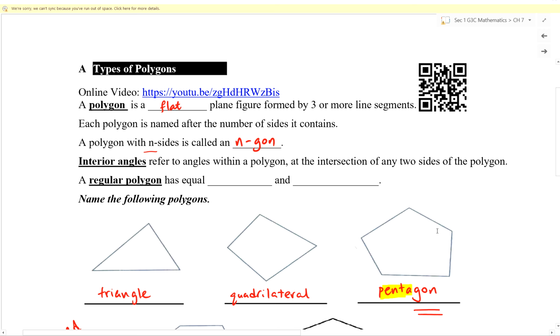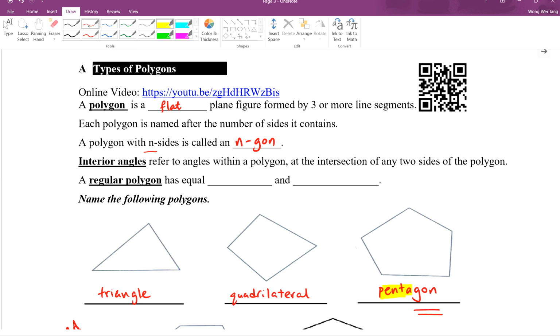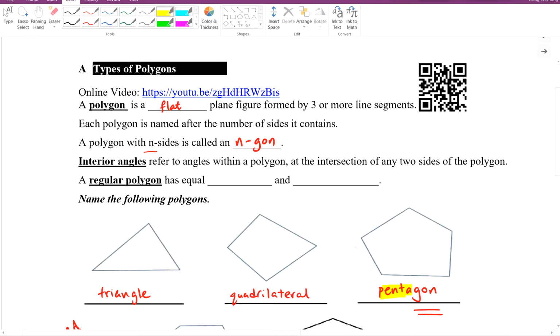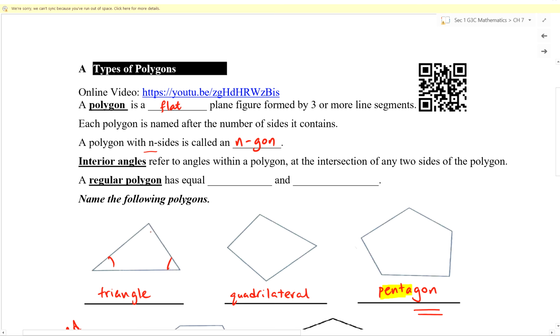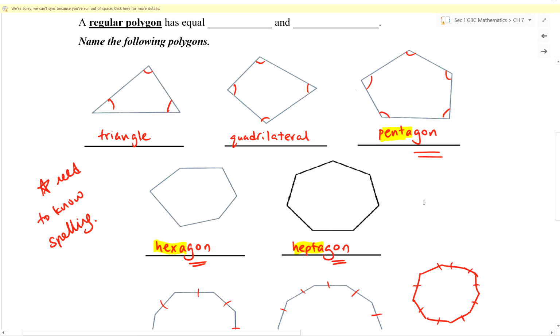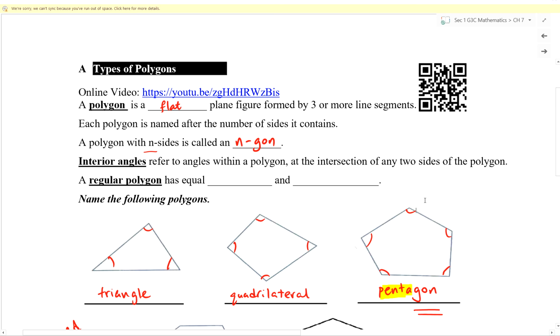Okay. Next, interior angles refers to angles within a polygon, inside a polygon. So right now I'm going to identify the interior angles with red. So these are all the interior angles. No surprise there, they are just angles on the inside. So we notice that for a 3-sided figure, otherwise known as a triangle, it has 3 interior angles. For a 4-sided figure, it has 4 interior angles. So on and so forth.